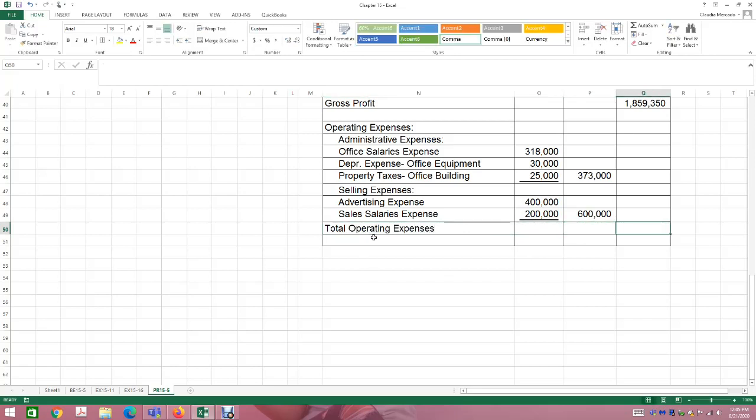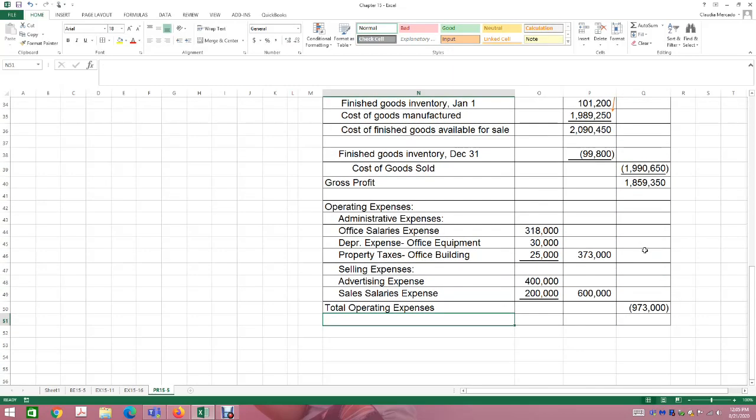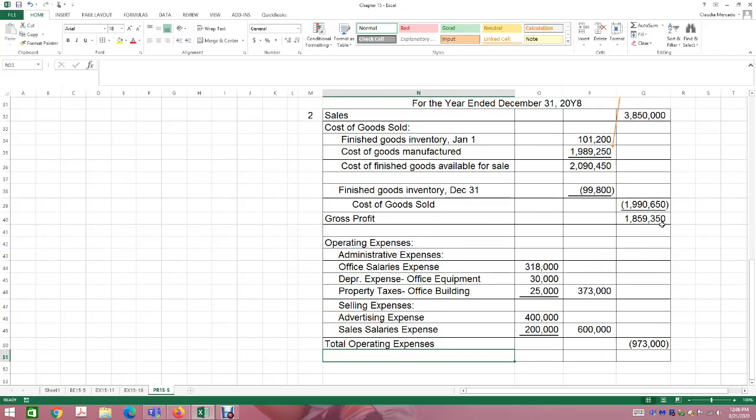Okay. So your total operating expenses are going to be the 373, which is for your operating expenses, plus your 600,000 for your selling expenses. So you're going to add those two together. Now, because these are expenses, I'm going to put them in a minus sign or in parentheses because this represents that you had to spend this money. Okay? So you had a profit of $1,859,350, and you had to spend $973,000 of that money in your operating expenses for your admin and selling expenses.